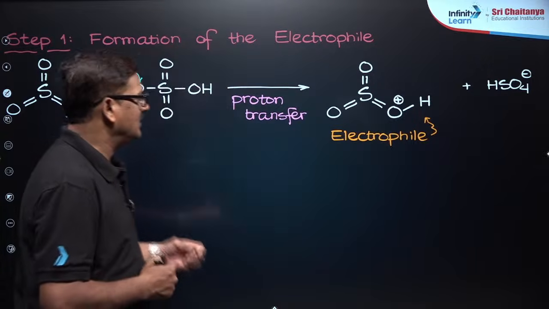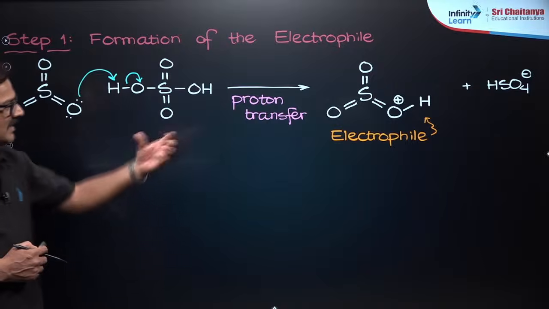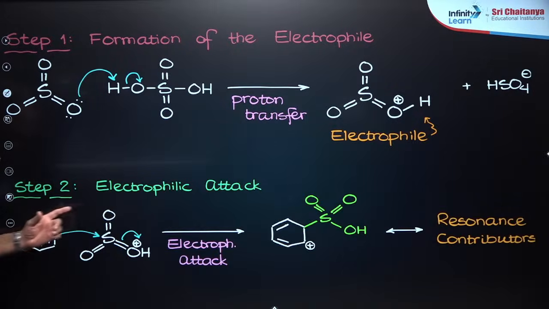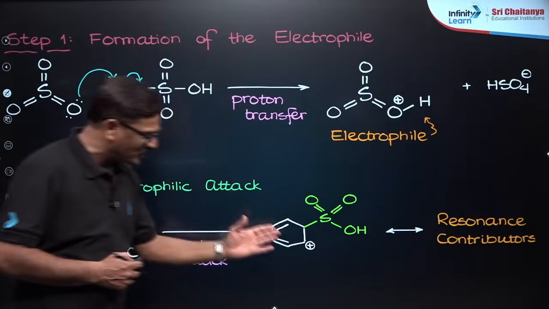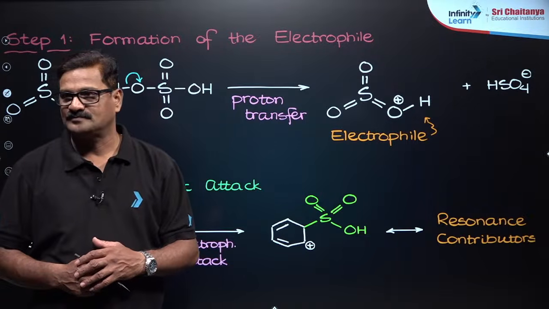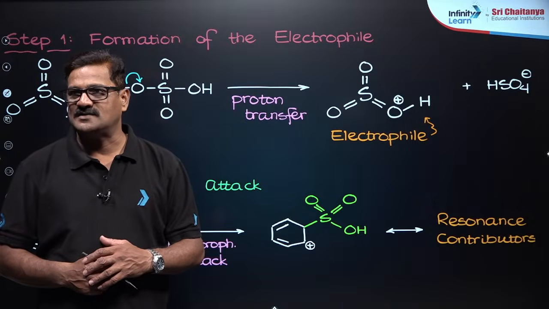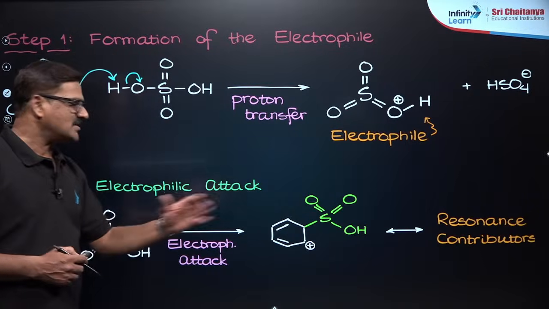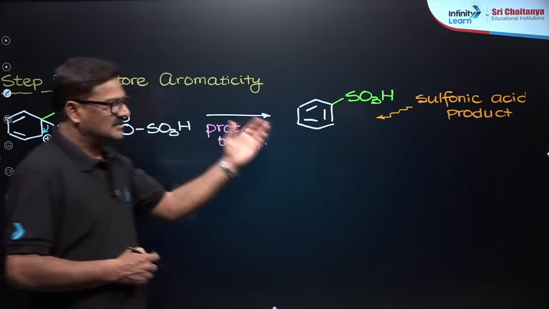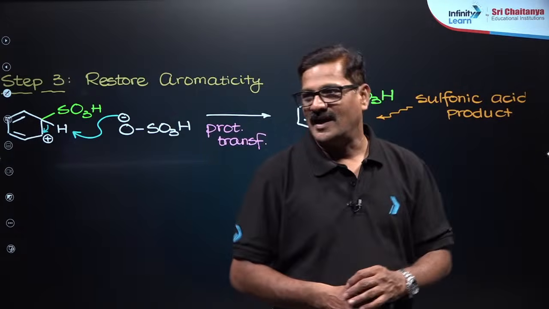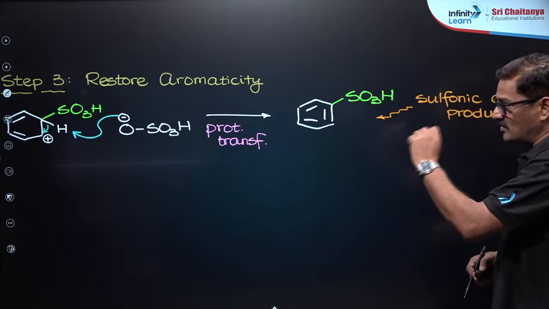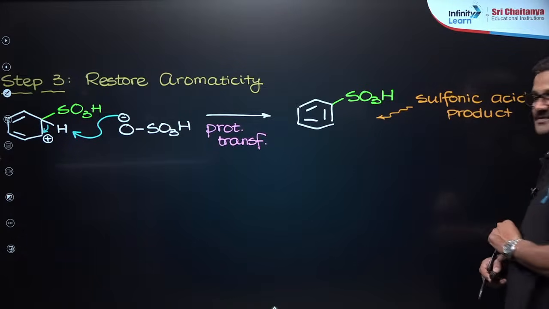Okay, and this is seen here, and this electrophile is going to be attacked by the pi bond of the benzene to give its corresponding sigma complex resonating structures. In these resonating structures, after deprotonation, what will happen? Benzene sulfonic acid will be generated. You know, this process is going to be a reversible process.